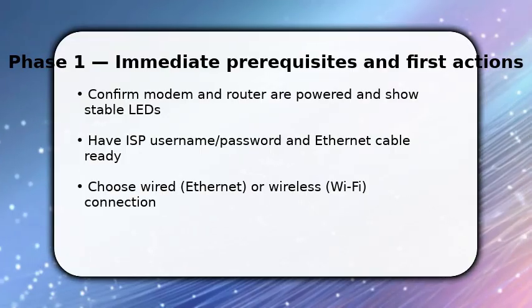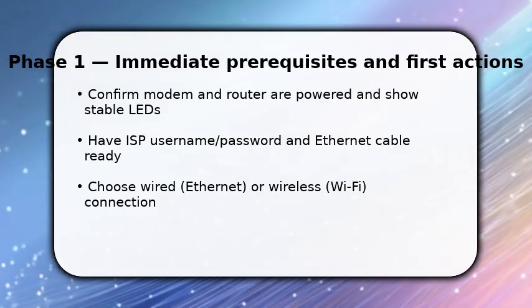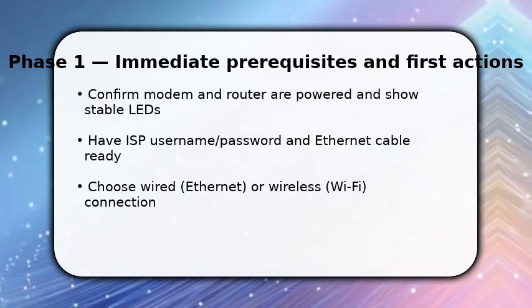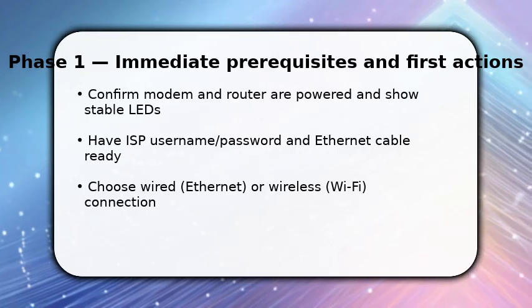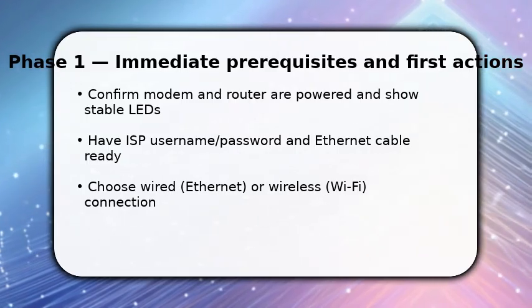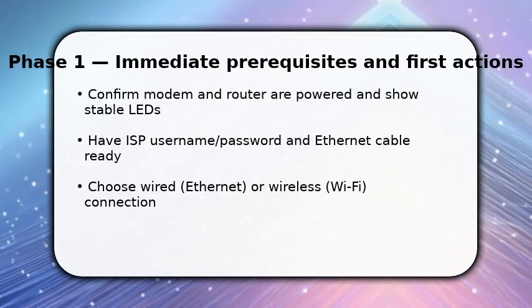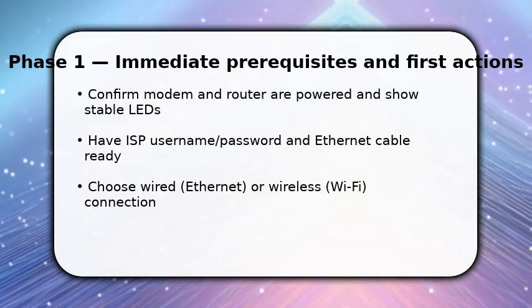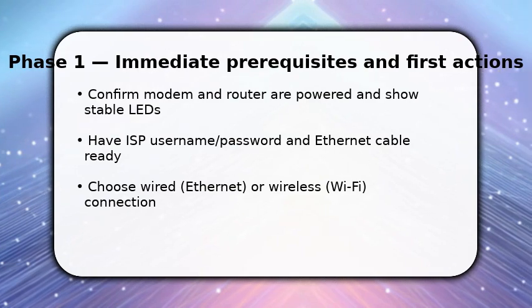You start by confirming power and indicator lights on your modem and router. These show network readiness. Once done, plug an Ethernet cable from modem to router, then from router to your computer if you prefer wired speed. Make sure you have your ISP login and Wi-Fi password available because you may need them. If you choose Wi-Fi, locate the SSID on the router label. Otherwise, keep the Ethernet port free of dust and seated firmly for best stability.